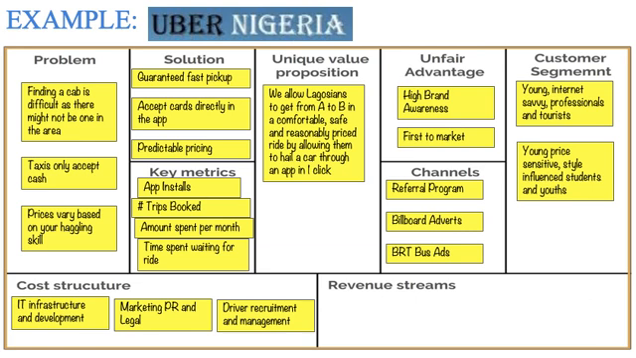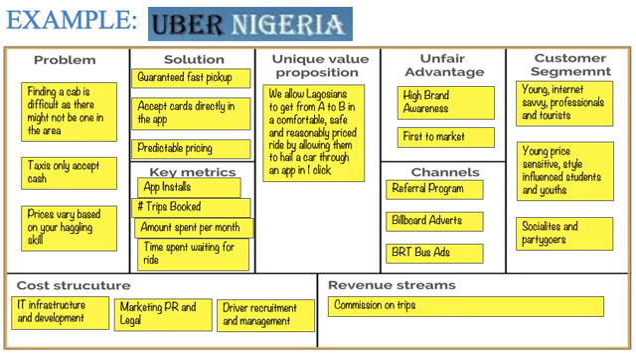Your revenue streams is how you'll make money. So cost structure is how you'll spend money. Revenue is how you'll make money. So the big one for them is commission on trips, right? And then, oh, I forgot one customer segment. The socialites and the party goers. Like, there are lots of people who have cars that don't want to drive to their location, and that's what that kind of covers. Okay, so that's your Lean Canvas.